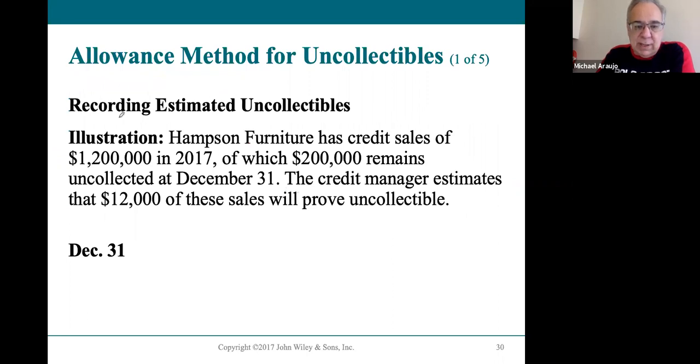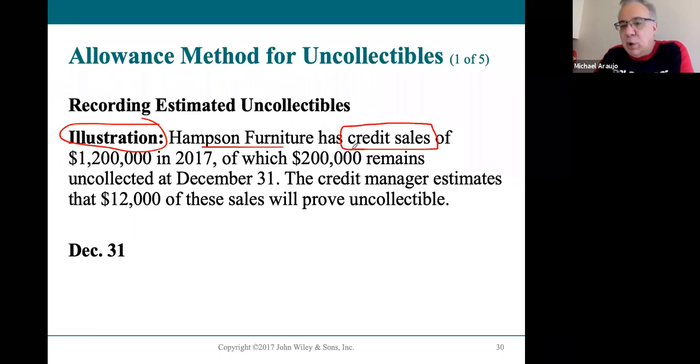So how does this look? Here's an illustration. Hampton Furniture has credit sales of $1.2 million. And this is an interesting term. I don't know if we actually have seen it before. But a credit sale is a sale on account.